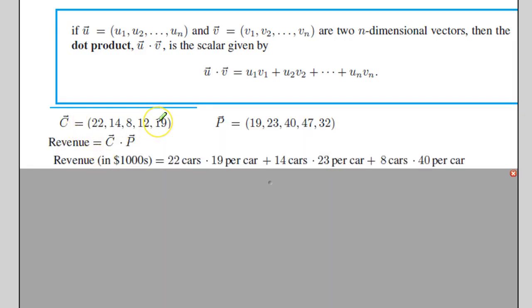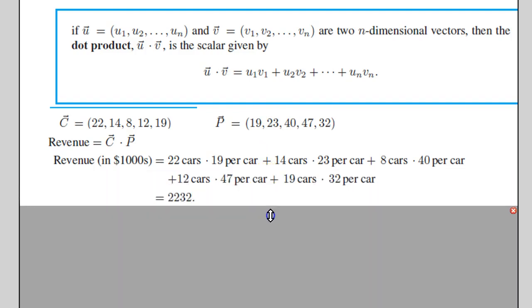If this represents my consumption vector, how many cars I sold in a month of each respective type, type 1, type 2, type 3, type 4, type 5, and the P vector represents, in thousands, the price of each respective car. To figure out the total revenue that the car dealership made off these 5 cars, we multiply the number of type 1 times the price of type 1. We multiply the number of type 2 times the cost of type 2 cars, and vice versa.